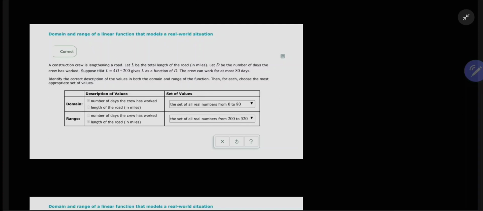So a construction crew is lengthening a road. Let L be the total length of the road in miles. Let D be the number of days the crew has worked. Suppose that L equals 4D plus 200. This gives L as a function of D. The crew can work for at most 80 days.